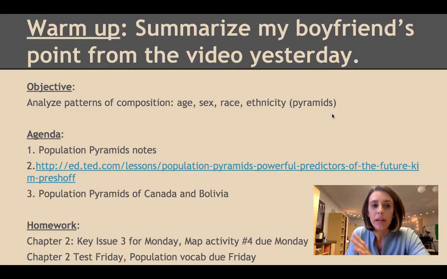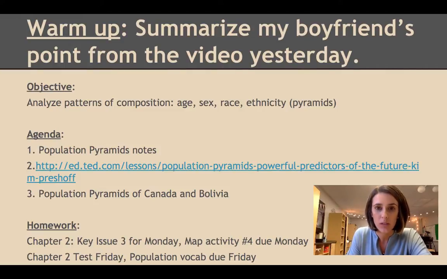All right, so our plan for the day, the objective is to analyze patterns of composition, age, sex, race, and ethnicity. We're going to take a look at population pyramids. So on the agenda, I have some quick notes that I'm going to go through with you guys. Then I have a video clip for you, and then a short activity that you're going to be working on with a partner.